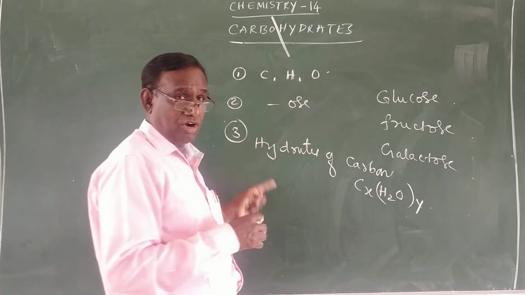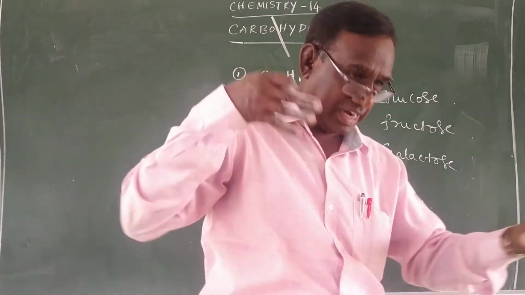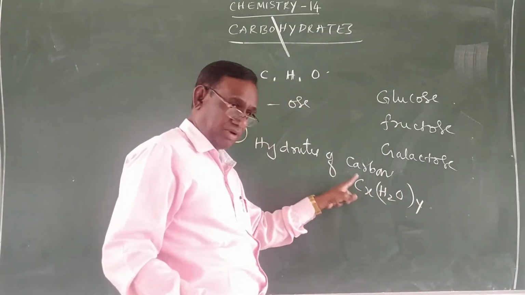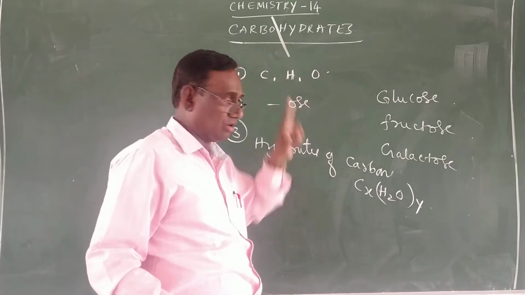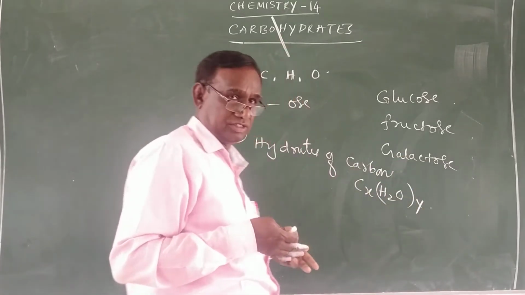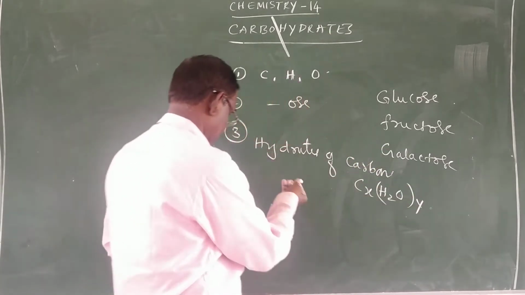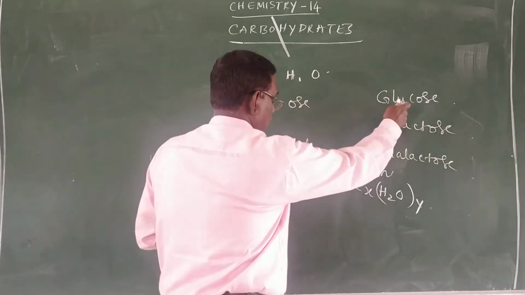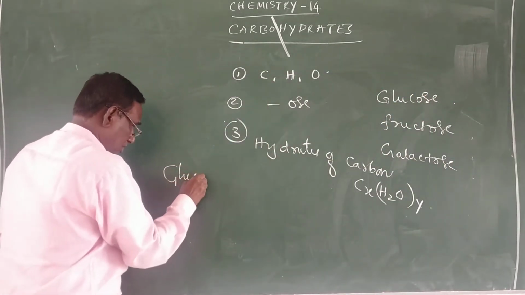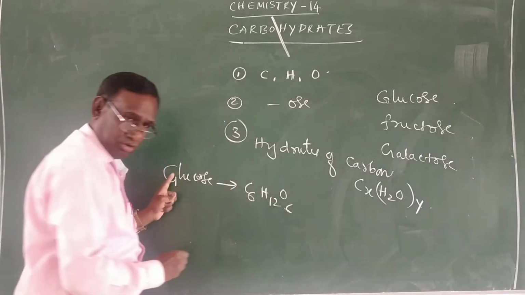Carbohydrates are so called because they are the hydrates of carbon having the general formula Cx(H2O)y, where x is the number of carbon atoms in the carbohydrate and y is the number of water molecules in the carbohydrate. So how do you show this in the formula? If I take glucose, what is the formula for glucose? The formula is C6H12O6.